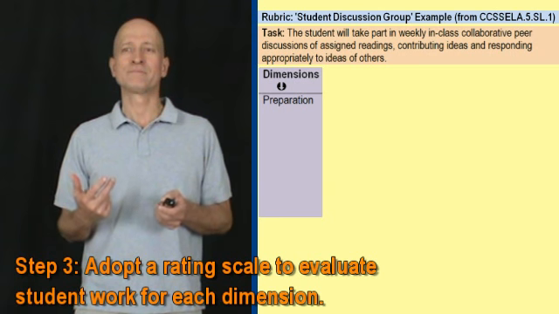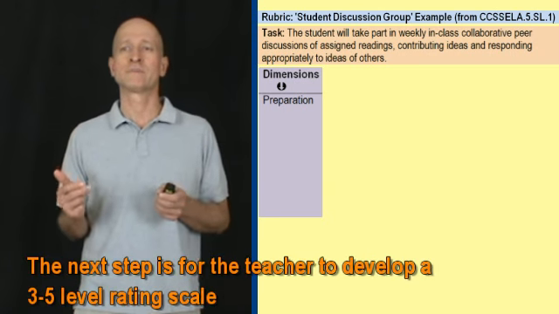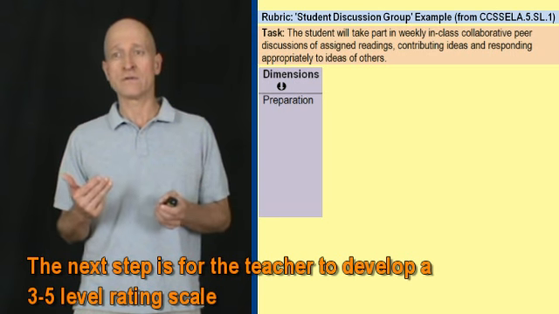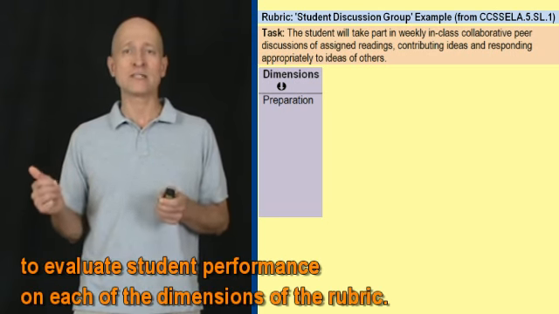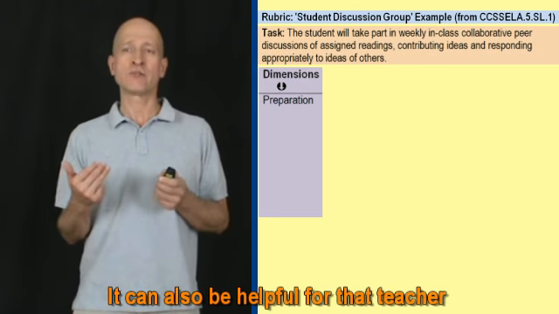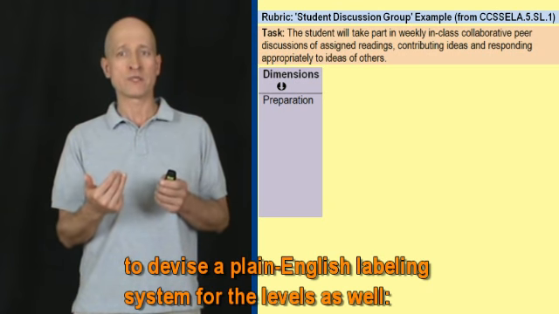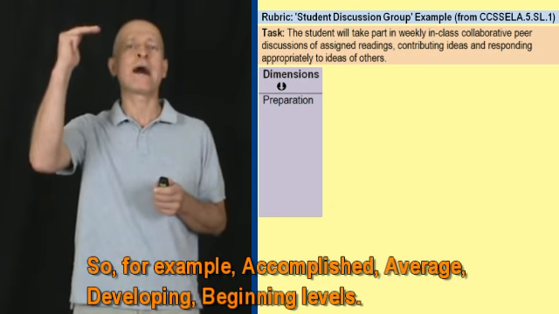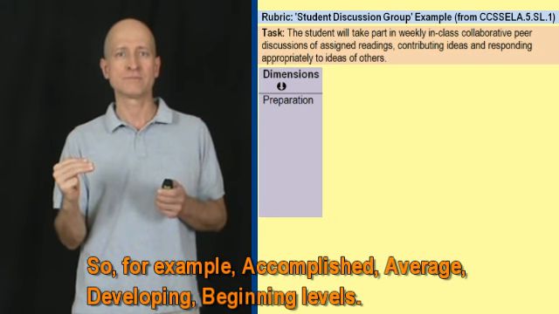Step 3. Adopt a rating scale to evaluate student work for each dimension. The next step then is for the teacher to develop a 3 to 5 level rating scale to evaluate student performance on each of the dimensions of the rubric. It can also be helpful for that teacher to devise a plain English labeling system for the levels as well. So, for example, accomplished, average, developing, beginning levels.